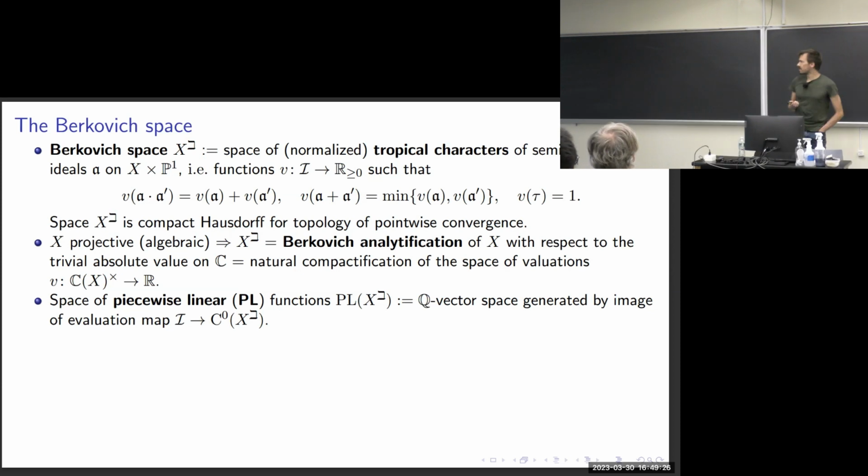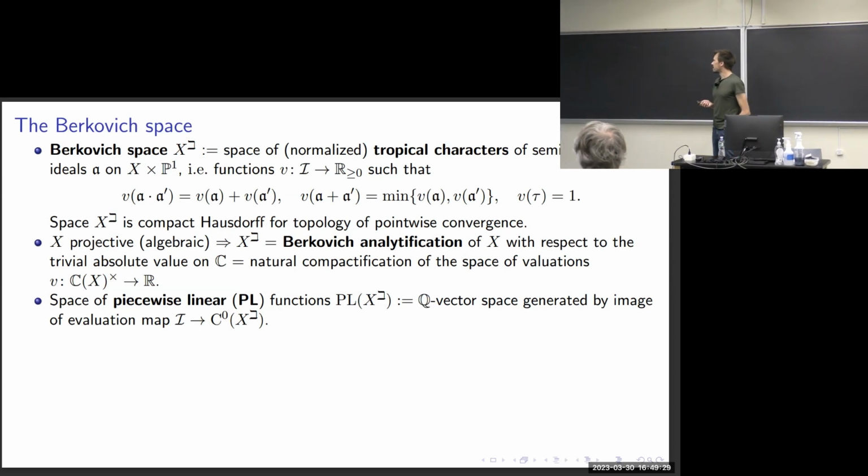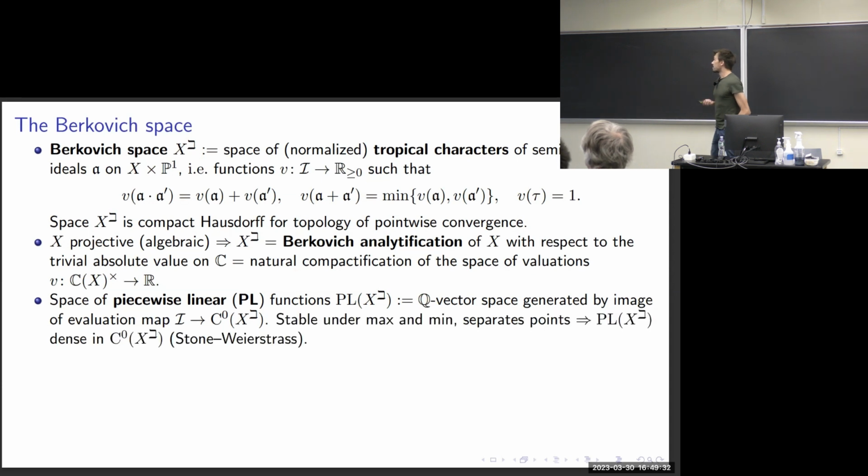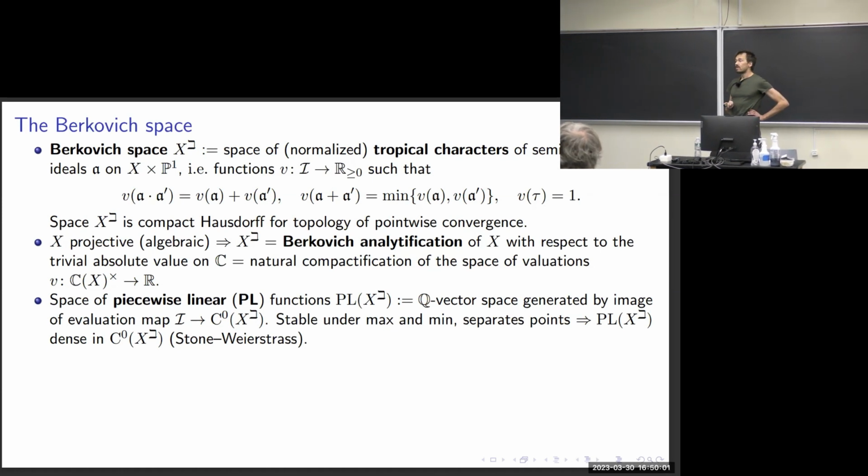But there is also a description. Let me just show you a picture in a minute and I will say a bit more. So let's take that just as a terminology that we can argue about. But the space you get is at any rate stable under max and min, basically from the definitions, and it separates points. Because it's a cubic space, by the right version of Stone-Weierstrass it's going to be dense in C0 of X^Berk. So it will play the role of smooth functions that we were using in the usual complex setting. It's the test functions that we want to use.